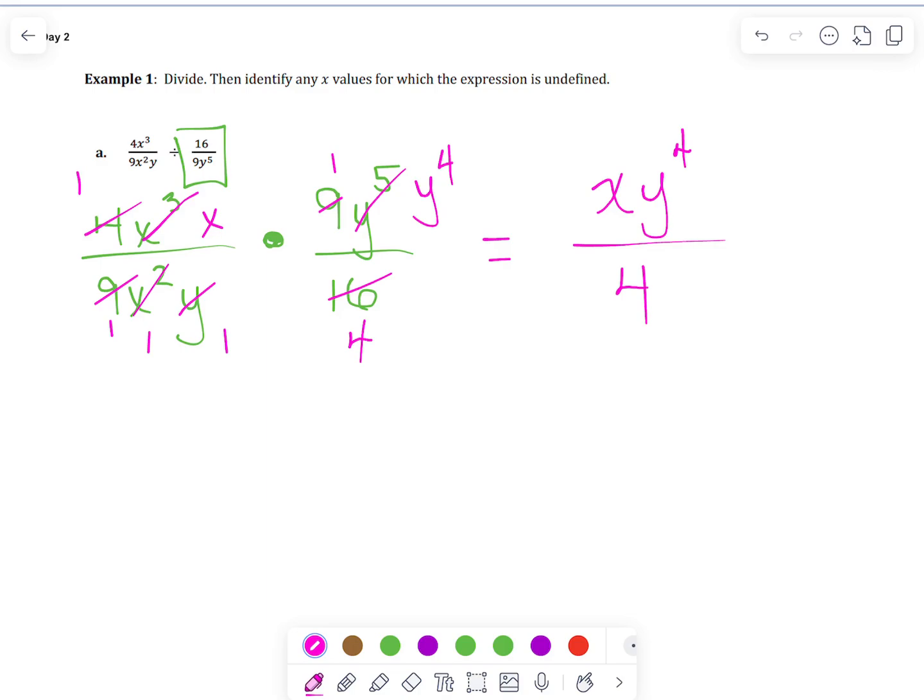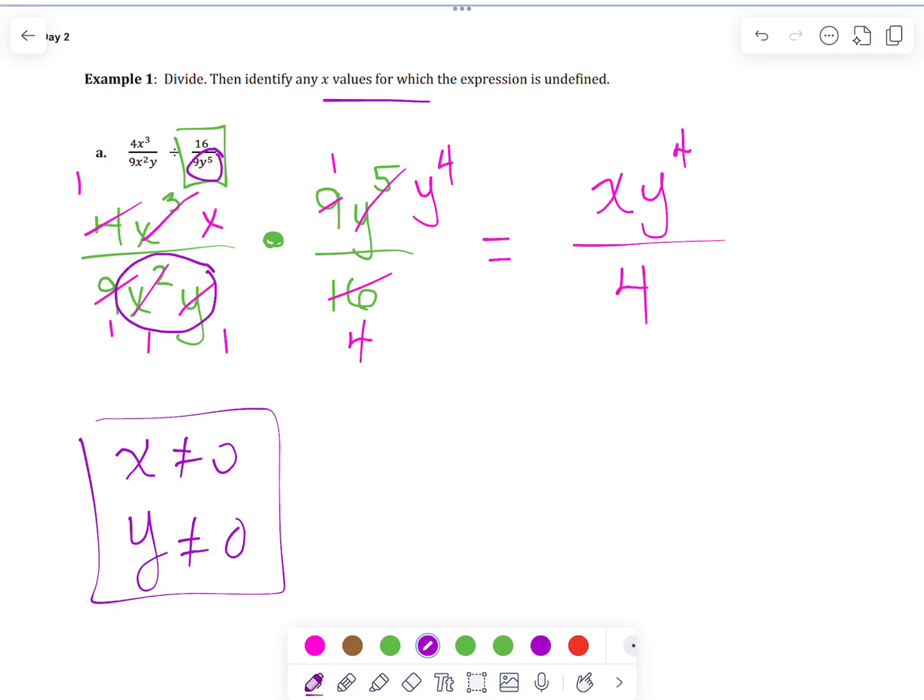The next thing we have to do is identify any values for which the expression is undefined. So if we look at the denominator here, we do not want the x to be 0. We do not want the y to be 0. Over here, again, we don't want the y to be 0. So these are the values for which the expression would be undefined.